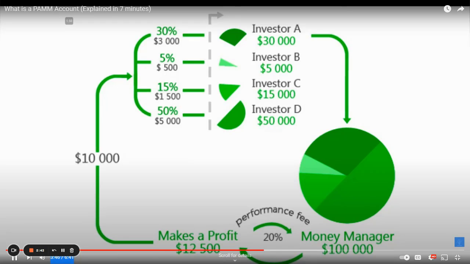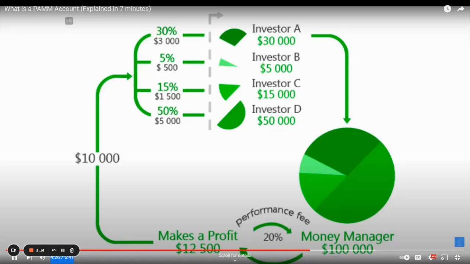So in this example, the profit that was made was $12,500. Now, because the money manager was the one who generated this performance, they did all the hard work, the heavy lifting, they should also get paid for the work that they've done. In this example, that's 20%. So 20% of $12,500 is $2,500. That's the fee that the money manager charges for creating that profit of $12,500. So after their 20% is taken out, that leaves a profit of $10,000 that the investors shall receive.